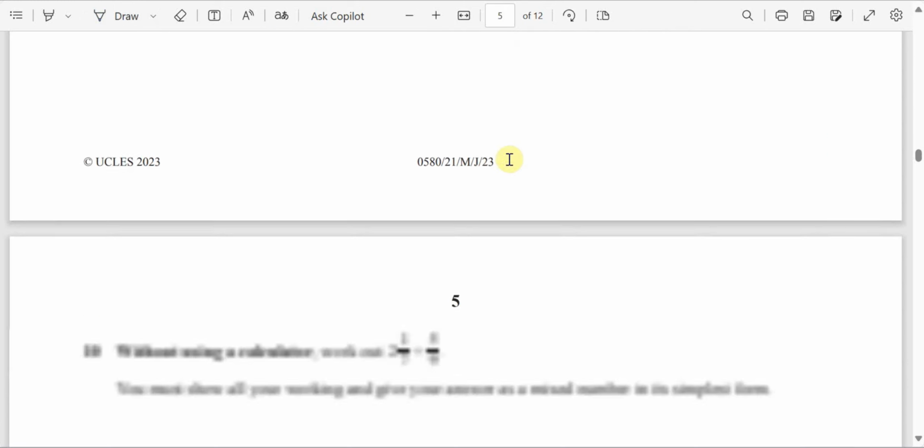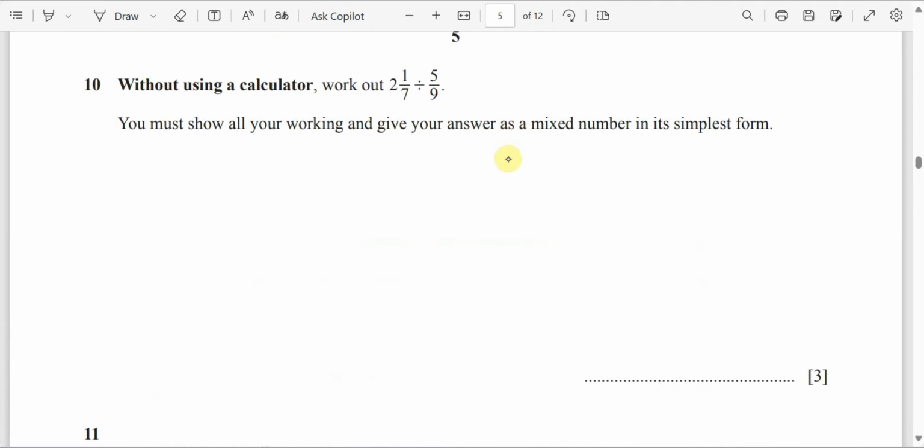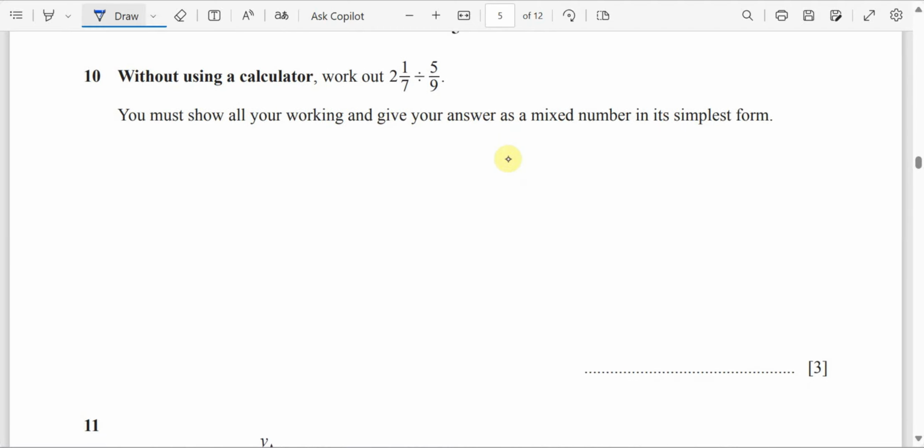Move on to question 10. Without using a calculator, don't forget that instruction. Without using a calculator, work out 2 and 1 over 7 divided by 5 over 9. So we're going to change this to an improper fraction. 7 times 2 is 14 plus 1, that's 15 over 7 divided by 5 over 9.